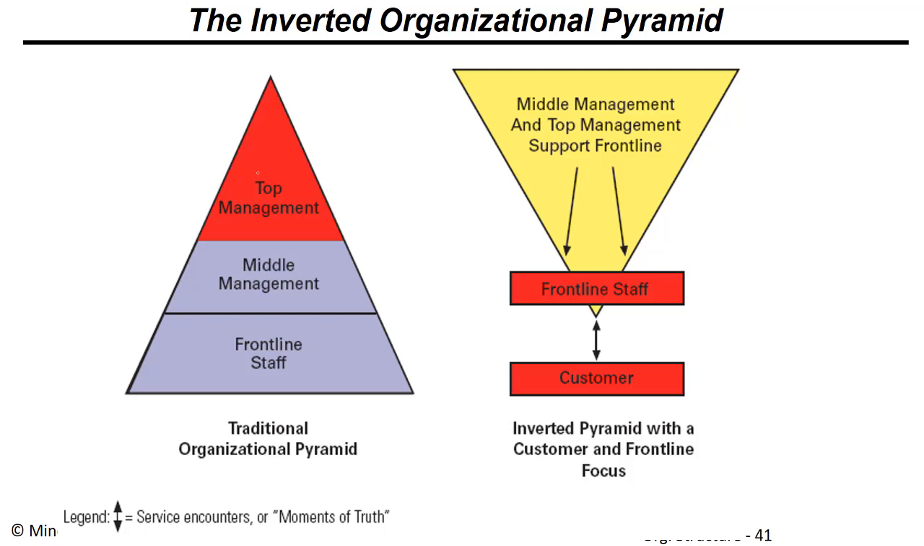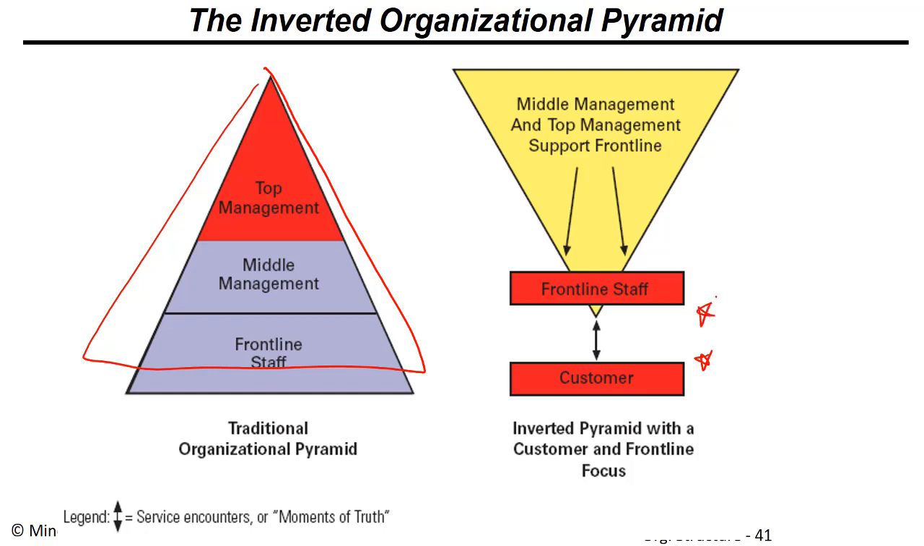Therefore, there's an argument that instead of having the traditional hierarchical organizational structure, we need to turn the organization upside down, put the customer at the center of our focus, and have all levels of managers up there to support the frontline employees who are serving the customer. This is referred to as the inverted organizational pyramid. And this is particularly true for service-oriented organizations like Zappos.